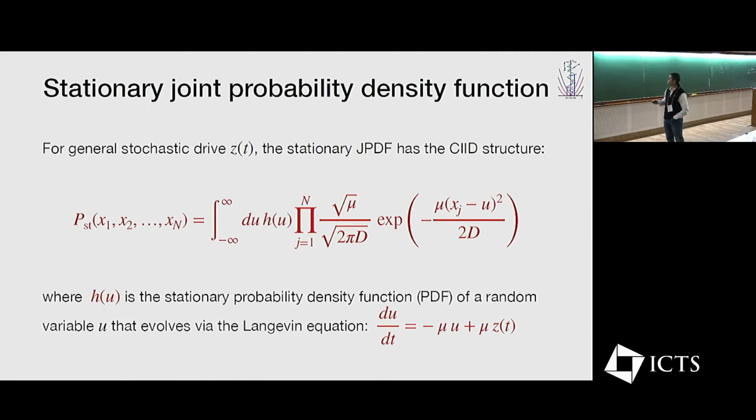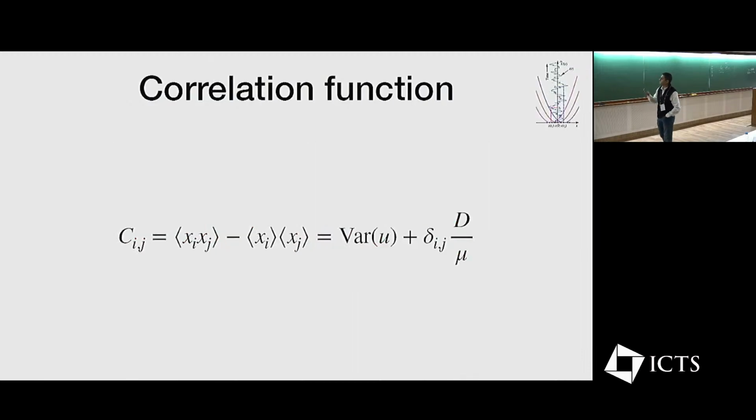I want to note that you might think that the trap center is z of t, and the particles are concentrated around the center z of t. But this is not z here. It's another variable u, an auxiliary variable coming out of another stochastic process. So it's not x minus z, but some Gaussian around x minus z, which is what you would have imagined if you do some adiabatic approximation. Given this structure, you can also compute the correlation very easily.